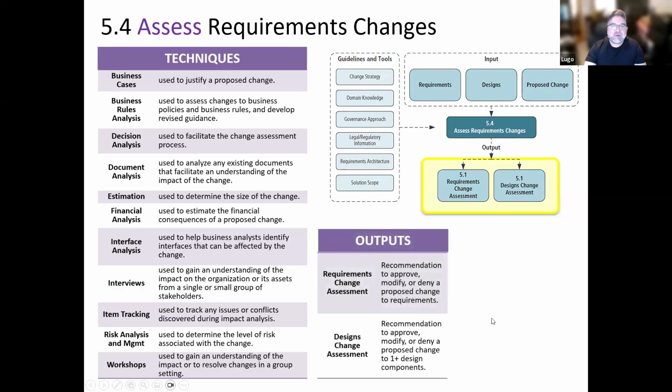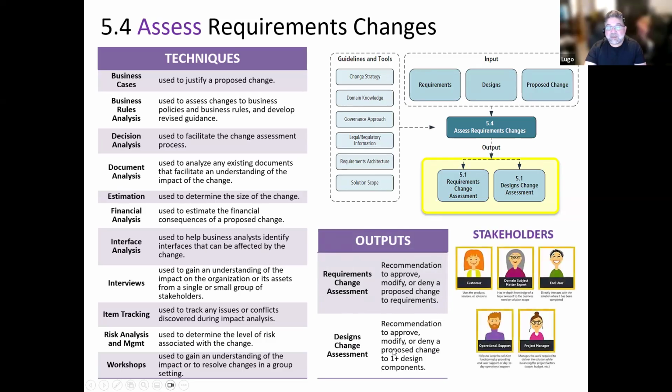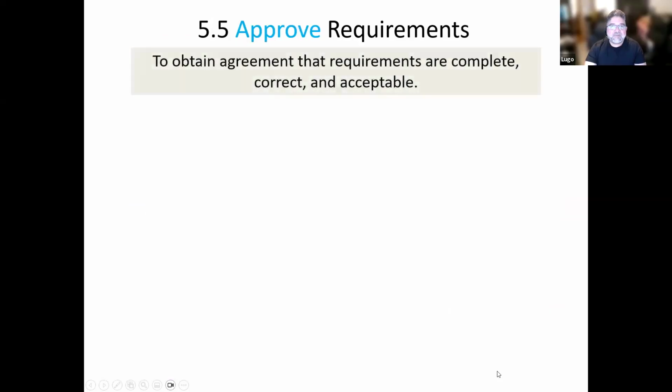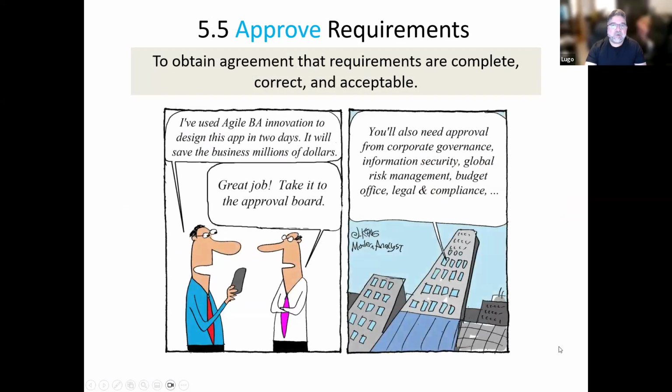Some of the outputs then, once we have gone through the assessment, include documentation around requirements and designs. And then we have our stakeholders, the people who are most critical to ensure that the assessment takes place. Think of it as user acceptance testing at this stage. And finally, we get approval, obtaining agreement that the requirements are complete, correct, and acceptable.